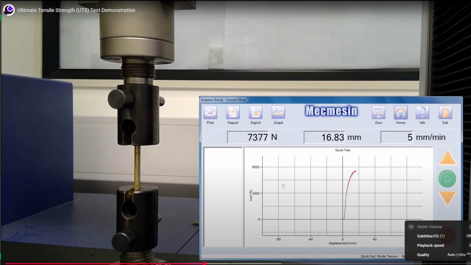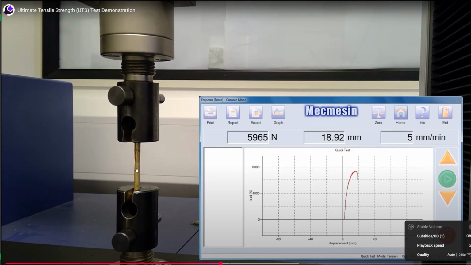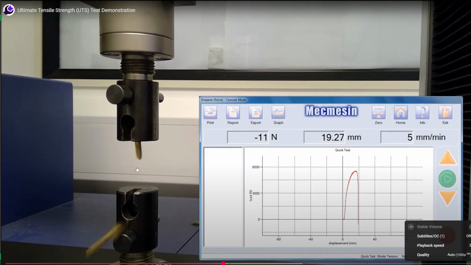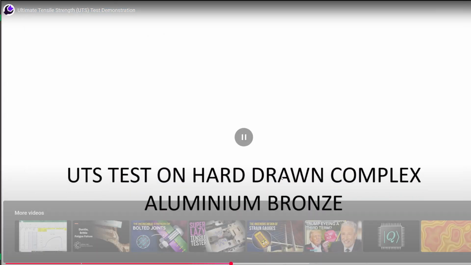Once it hits ultimate strength, it starts going down again. Basically because the area is starting to cut itself because it's starting to break. And it's about to break right now. You can see it. It's getting really thin. And in a few seconds, it's going to snap because, bam.